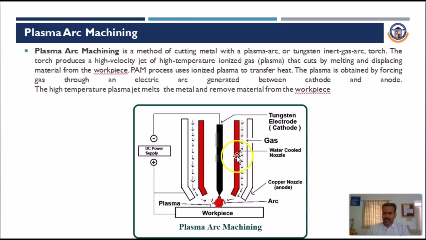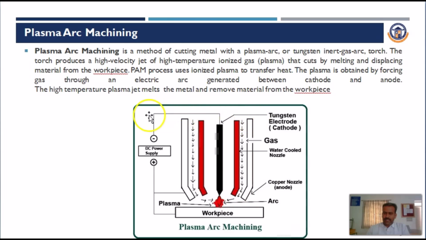Then the red color is the water cooled nozzle. It's a water cooled jacket. The black color is an electrode, and it acts as a cathode. The outside shield acts as an anode. The black part in between acts as a cathode. That is a tungsten electrode.